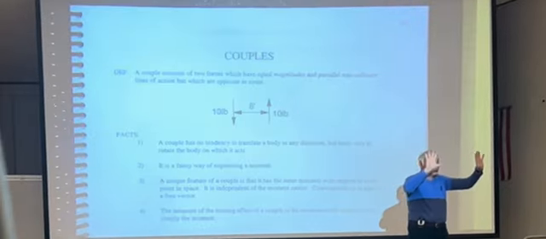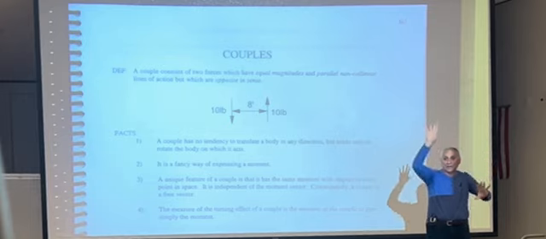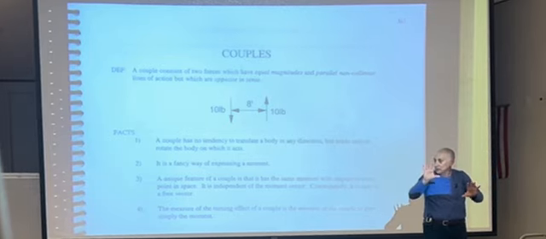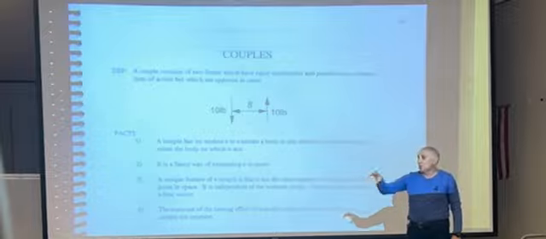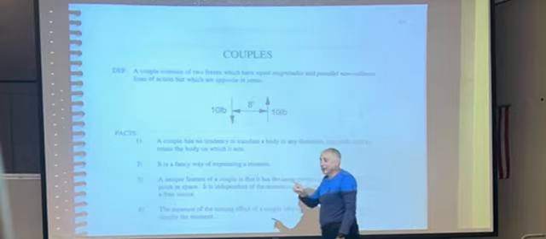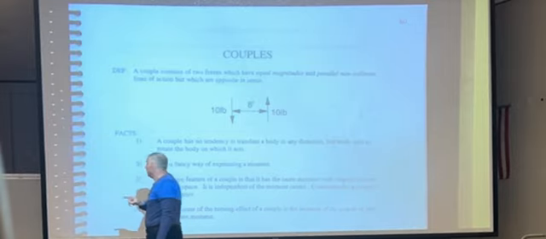Magnitudes are the same, opposite in direction. If I sum the forces, what's the net? 0. So it doesn't translate anything, doesn't cause any translation. Right?